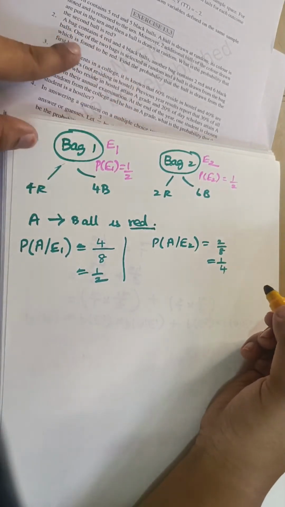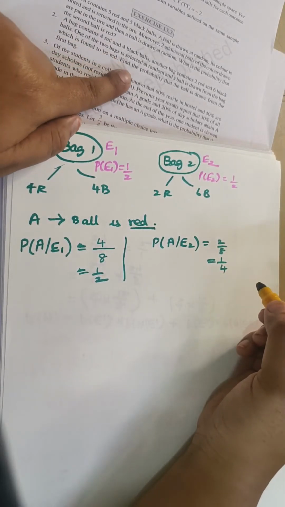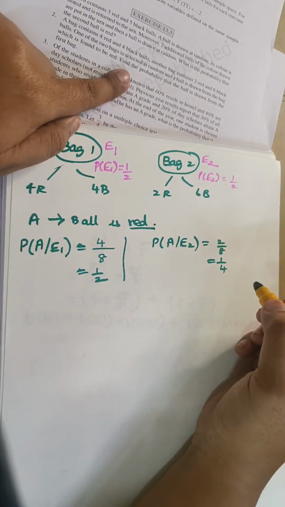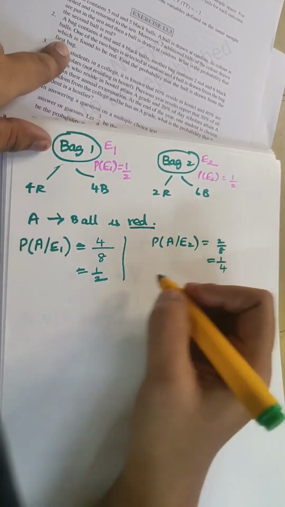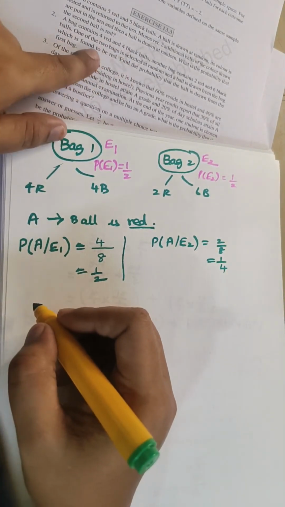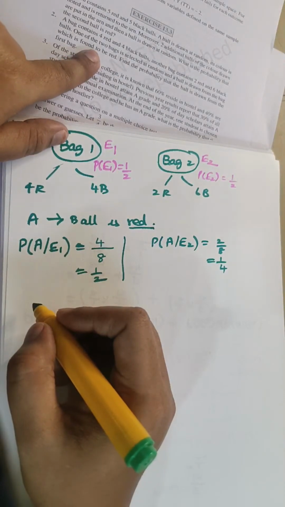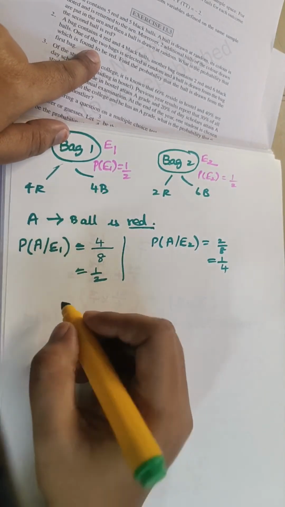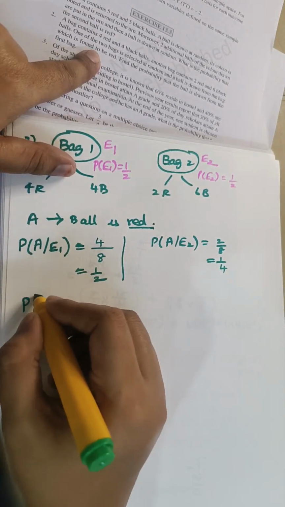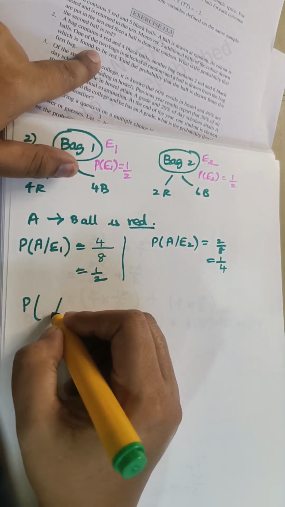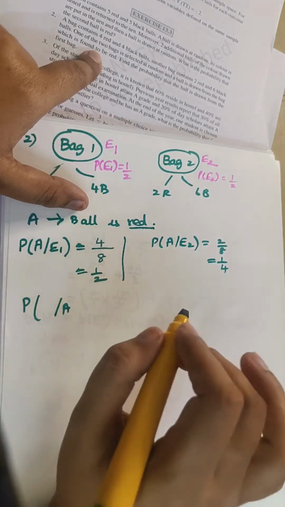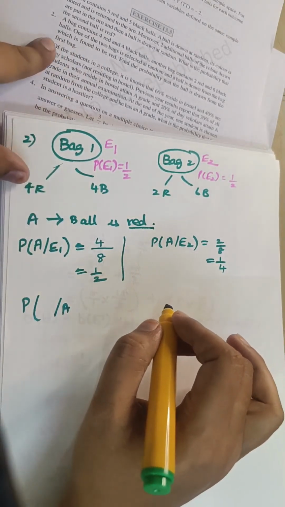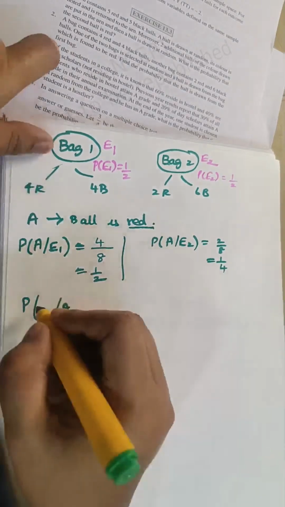But what is my question? Find the probability that the ball is drawn from the first bag and the ball is found to be red. Found to be red, so it is already occurred. For the ball being red, we have assumed A. It is already occurred from the first bag. First bag is E1.